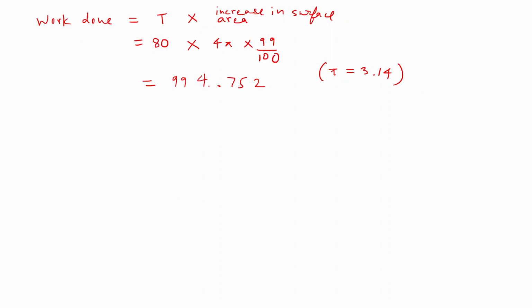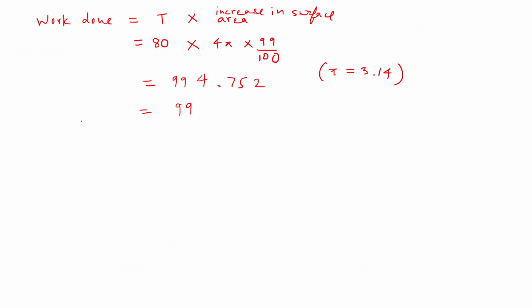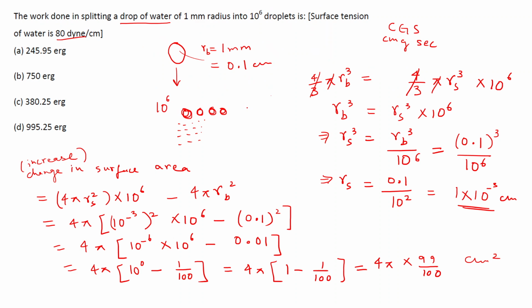But we need to get the values from here. So maybe I can just round it off. Maybe the difference is because of the number of decimal digits of pi. So the best match is this D. Even if we round it off, it will become 995 and the unit will be erg.